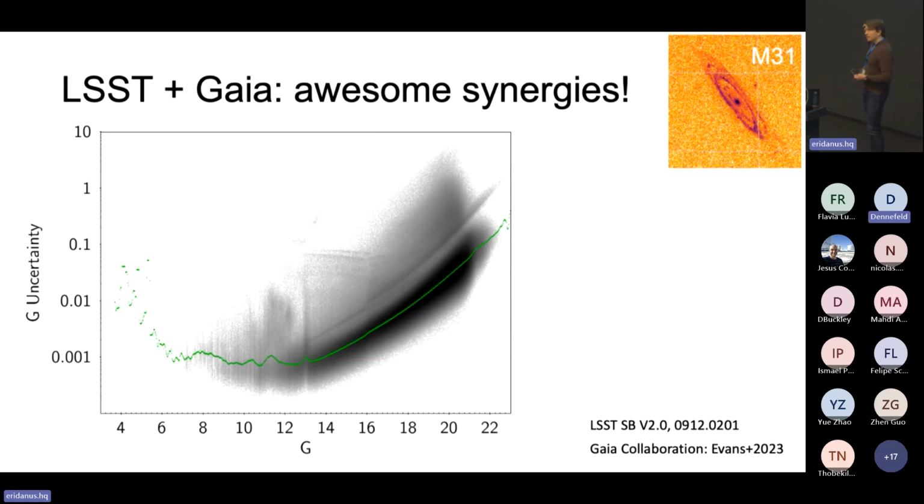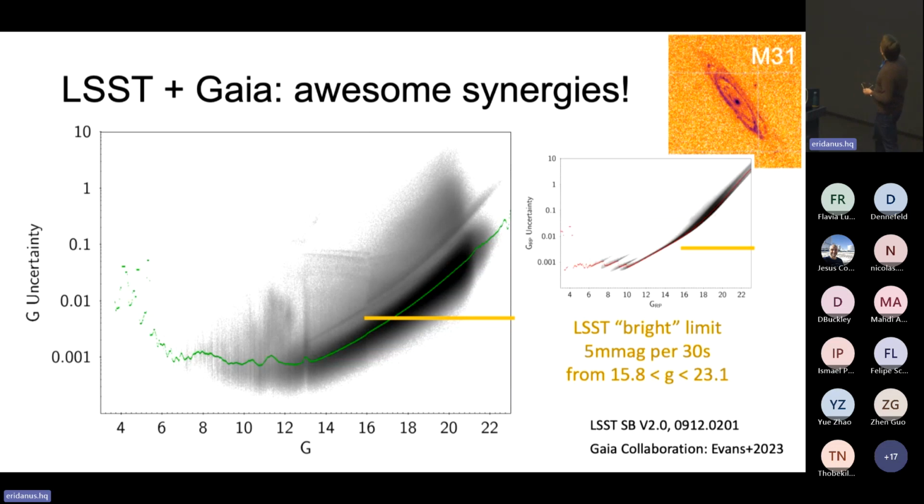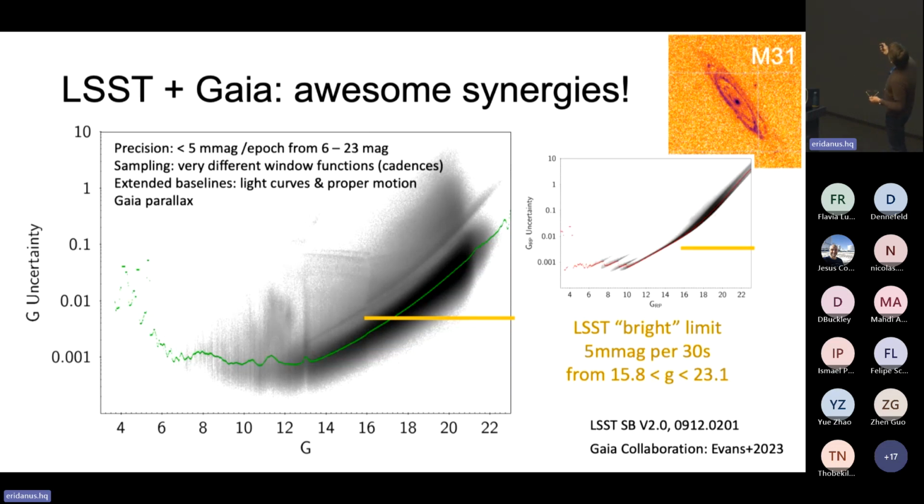It's important to realize that Gaia is, of course, a magnitude-limited survey, just like LSST. And so you see here M31 by the source counts in Gaia. Of course, LSST will do this to much, much greater distances. And not just that, in this faint range of Gaia, you see here the 5 millimag error floor that LSST has at the bright end, right? So if we look at this, it means that we get 5 millimag precision per epoch, all the way from 6 to 23rd or so magnitude. This is absolutely fantastic for stellar variability of all sorts. And of course, we get this in many different filters.